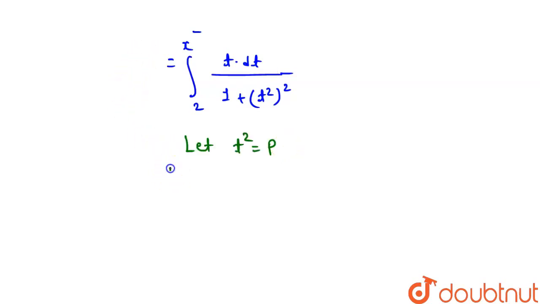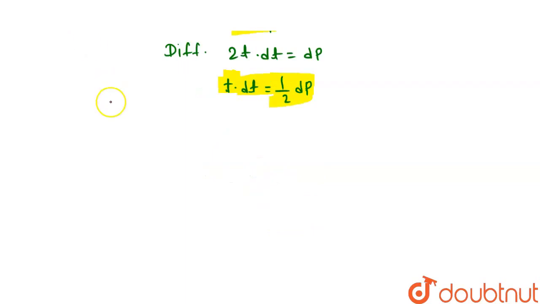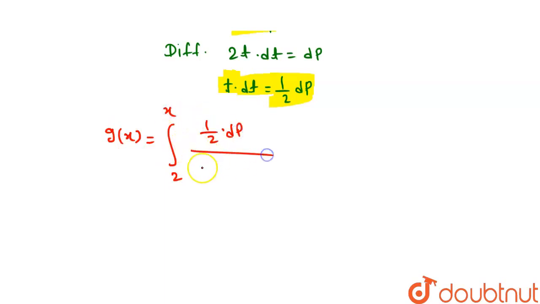So now we differentiate this, so we get the differentiation of t square, that is 2t dt is equal to dp. Now t dt is equal to half into dp. Now we substitute t square is equal to p and t dt is equal to half into dp in the integration, so we get g(x) is equal to the integration from 2 to x of half into dp upon 1 plus t square whole square, that is 1 plus p square.